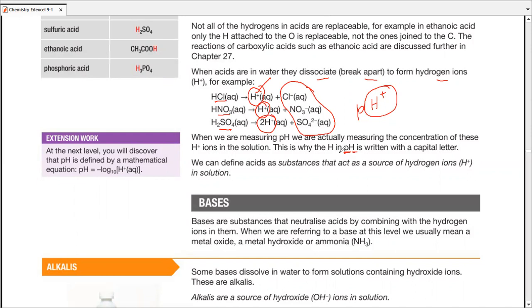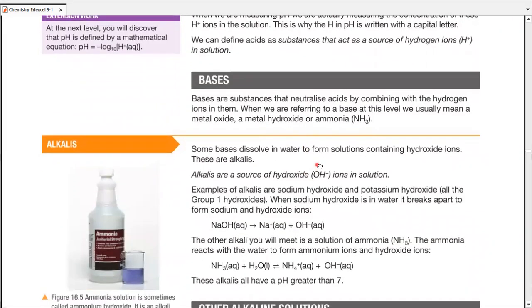As soon as we describe this, it's really easy to define acids. The most simple, straightforward definition would be: an acid is a substance that acts as a source of hydrogen ions in solution. At the next level, you will discover that pH is defined mathematically with a log of base 10, which we will definitely cover at advanced level, so you'll understand the pH scale more and in a much deeper context.